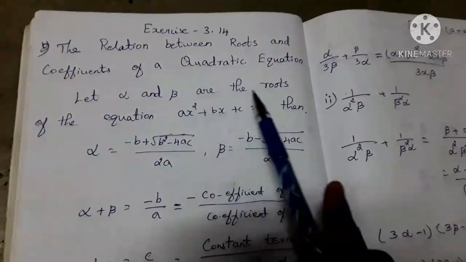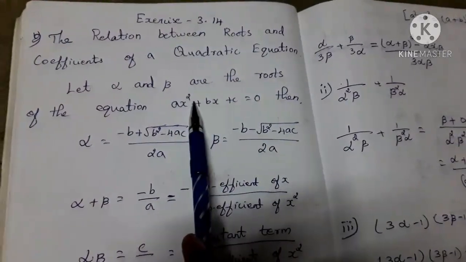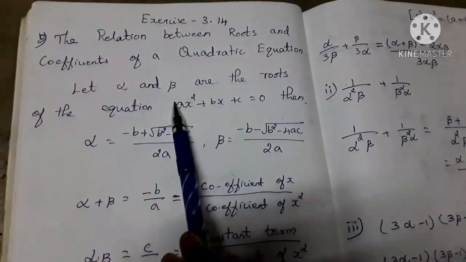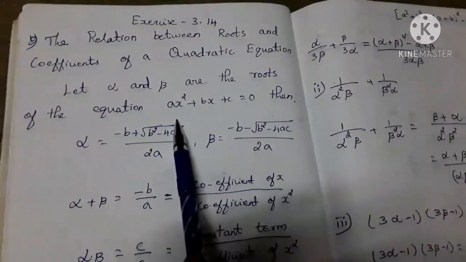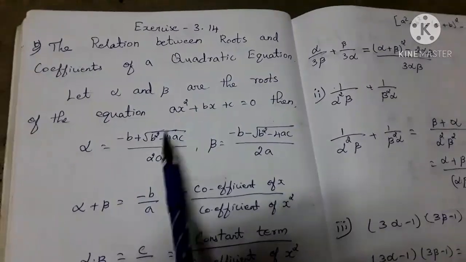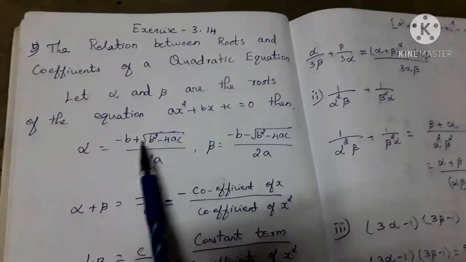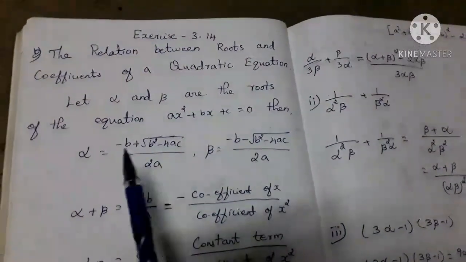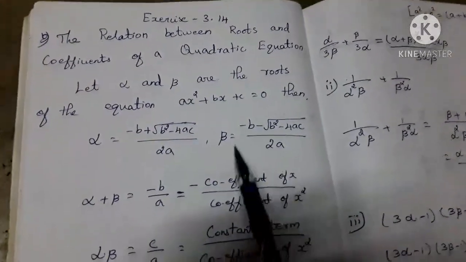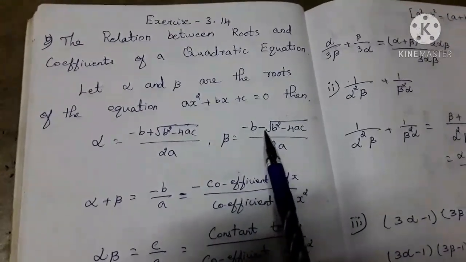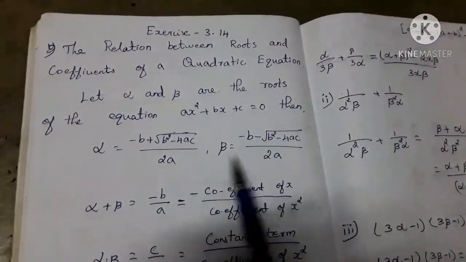let alpha and beta be the roots of the equation. We know that every quadratic equation has two roots. So one root is alpha, another root is beta. Then alpha is equal to minus b, we know the factorization formula, minus b plus or minus root b square minus 4ac by 2a. So if one is the plus value, beta is the minus value. If alpha is minus b plus root b square minus 4ac by 2a, beta is equal to minus b minus root b square minus 4ac by 2a. These are the two roots.